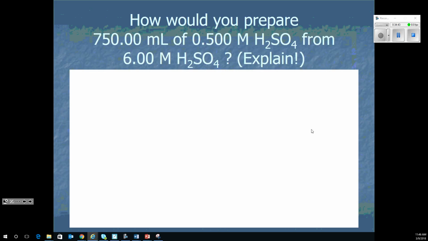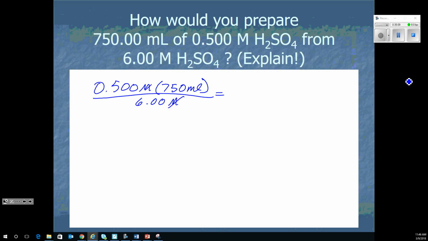So on this one right here, just to prepare, we're just going to use C1V1 equals C2V2. So we would go through, and our concentration is 0.500 molar times 750 milliliters divided by 6.00 molar. Molarity would cancel and we'd be left with milliliters. So let's do that and find out how many milliliters we would need. 62.5 milliliters of the 6.0 molar H2SO4.